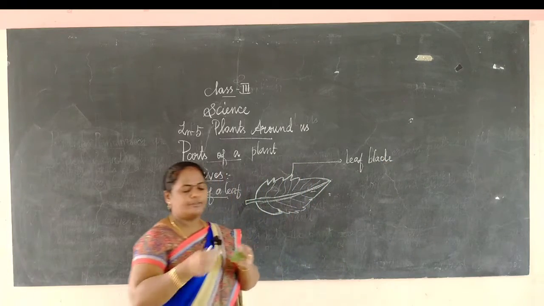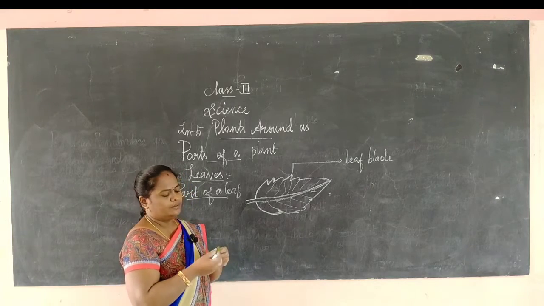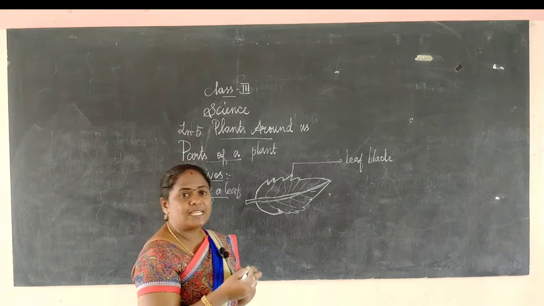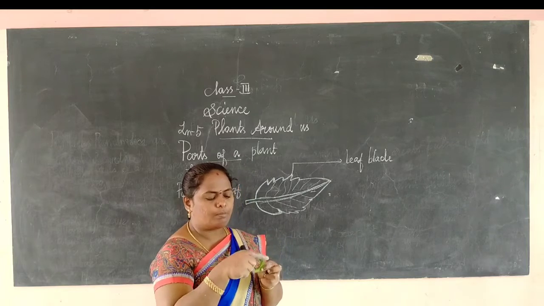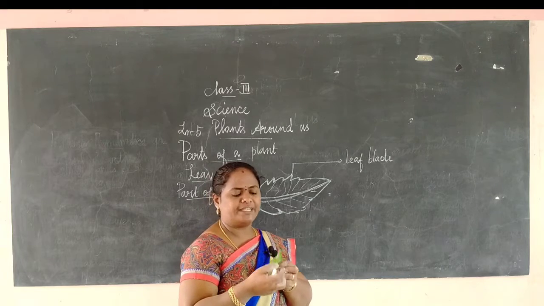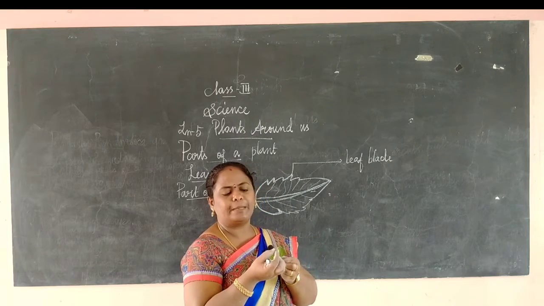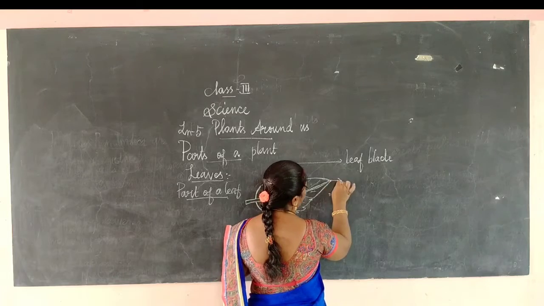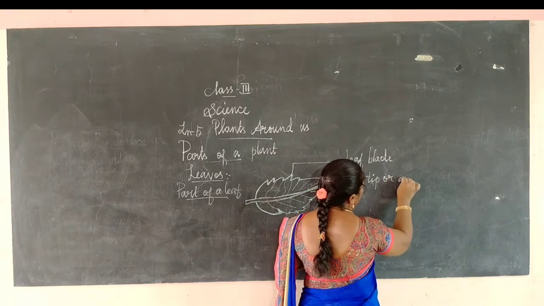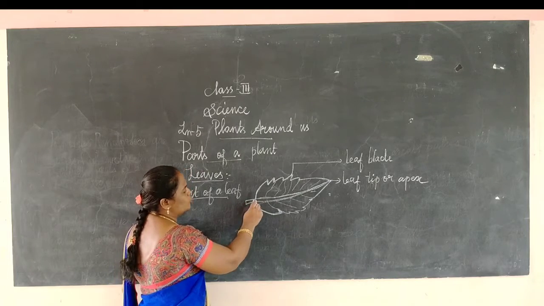We look at the structure of the leaf. The flat part of the leaf is called the leaf blade, and the topmost part of the leaf blade is called the leaf tip or the apex. So this part is called the leaf tip or the apex.